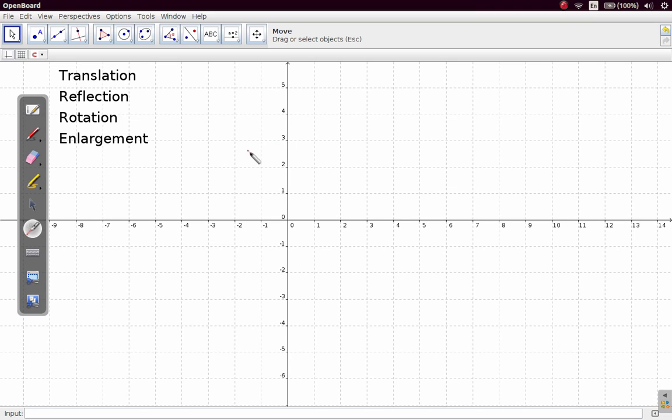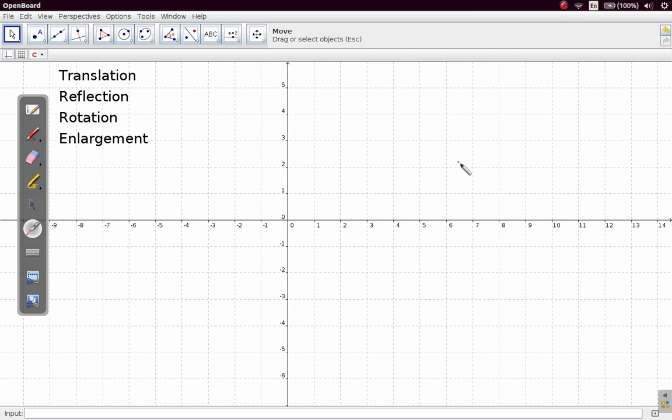Reflection means if you have a reflection over the x-axis, whatever is here is reflected over here, so that you have an equal distance to the axis. An object 2 units above ends up 2 units below, or 2 units below ends up 2 units above. Reflection over the x-axis means the x-axis is a mirror line. Reflection over the y-axis means the y-axis is a mirror line. You could also have reflections over other lines, which we will look at later.